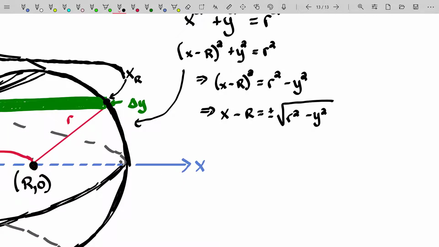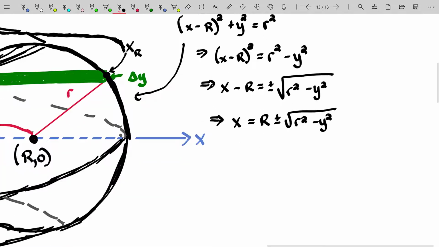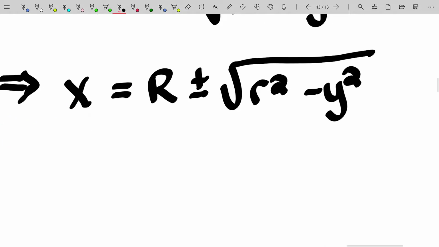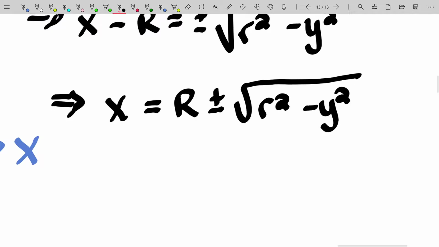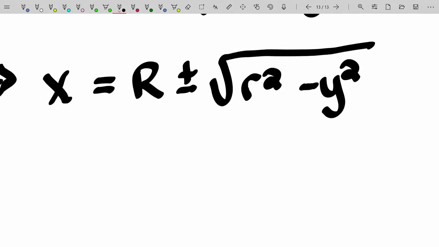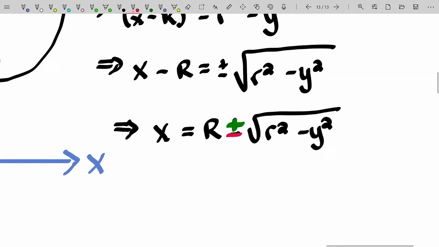Add capital R to both sides here, and there is the relation. Whenever we see an x, we can trade it out for a capital R plus or minus the square root of little r squared minus little y squared. Now, how do I know which of these two things it is? Is it going to be a plus or is it going to be a minus? Well, that just depends, actually.